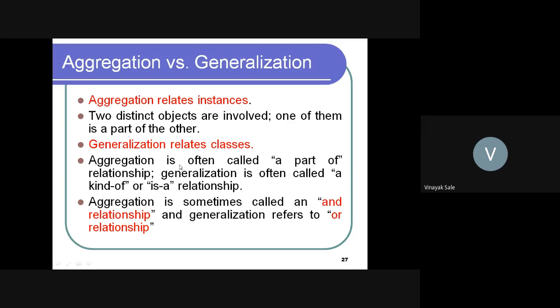Aggregation is often called a part-of relationship, whereas generalization is called a kind-of relationship or an is-a relationship. Aggregation is sometimes called an AND relationship, whereas generalization is called an OR relationship. A question may be asked for 4 marks: differentiate between aggregation and generalization. So these are the 4 points.